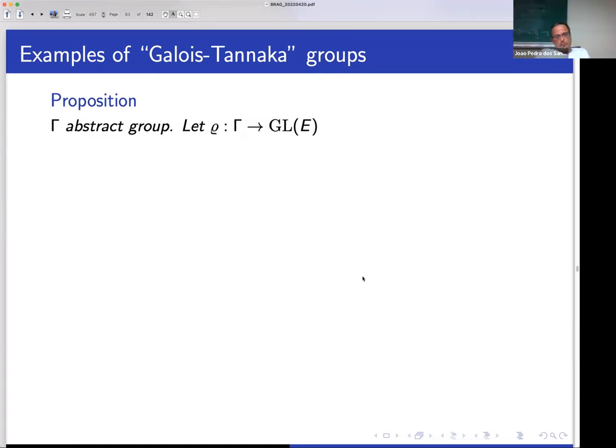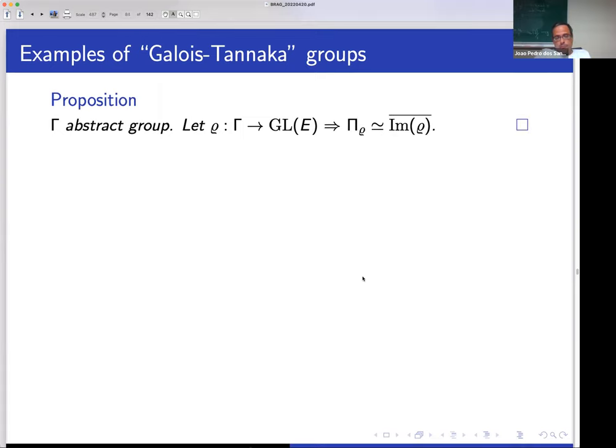And now let me go through the Galois-Tannaka groups of these theories. So for an abstract group, I have a representation, which is an object of the category of representations of gamma, of course. And the Galois-Tannaka group is just the closure of the image. Okay, so now from this abstract category of representations, I get these groups, these concrete, if you want, algebraic groups.